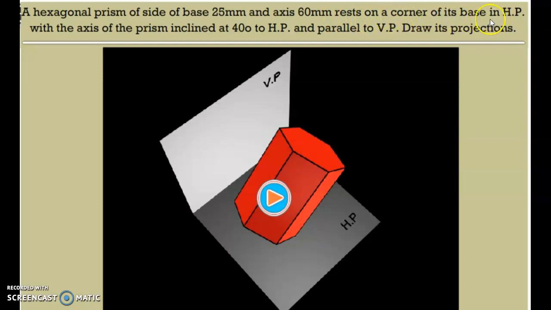of its base in HP, with the axis of the prism inclined at 40 degree. This is not 400, it is 40 degree to HP and parallel to VP. Draw its projections. Let's first see how it is kept in the first quadrant.